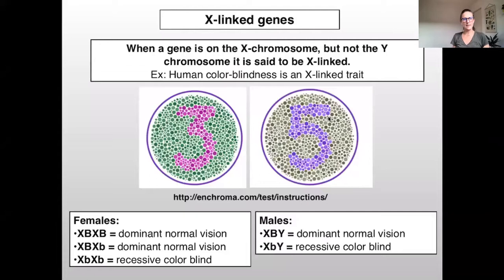So if a gene is on the X chromosome, it is considered to be X-linked. Human colorblindness is an X-linked trait. Here are some fun things to see if you might have some color blindness. This is a really fun test to check to see if you're colorblind or not. Some of you may or may not see this one. It shows the number 3. And this one over here shows the number 5. People with color blindness might not be able to see those.